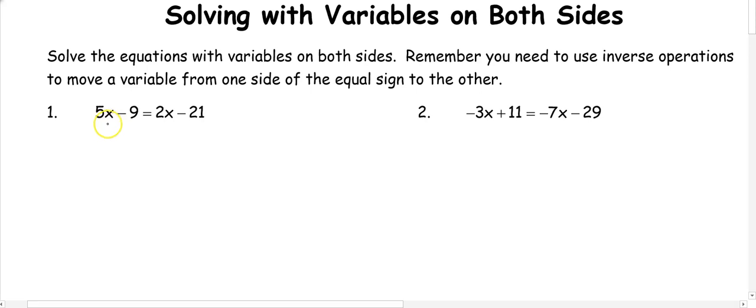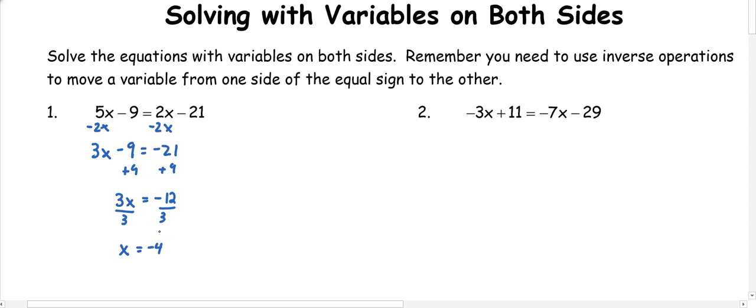So in this case, we have 5x minus 9 equals 2x minus 21. So the smaller variable in this case is 2x. Because it's positive, we're going to subtract 2x from both sides. So we get 3x minus 9 equals negative 21. Now this turns into a two-step problem. So we're going to add 9 on both sides. 3x equals negative 12. And when we divide by 3 on both sides, we get x equals negative 4.